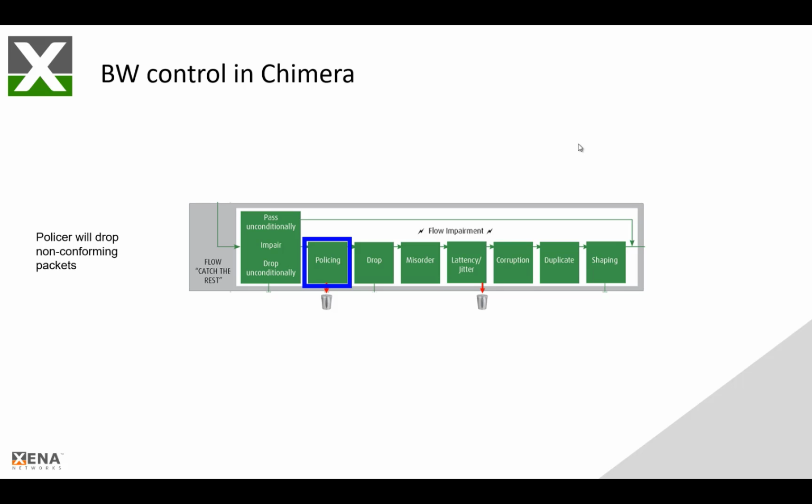The policer is located at the beginning of the impairment pipeline and will discard packets based on a leaky bucket algorithm. Because the policer discards non-conforming packets immediately, the policer will not change the latency or jitter of the conforming packets passing through this flow. This is different from the output shaper, as I will show you shortly.